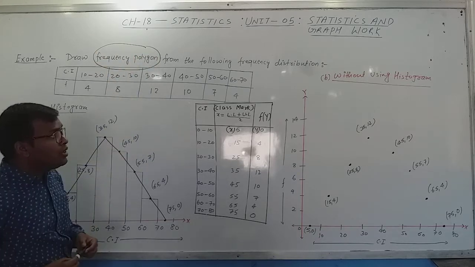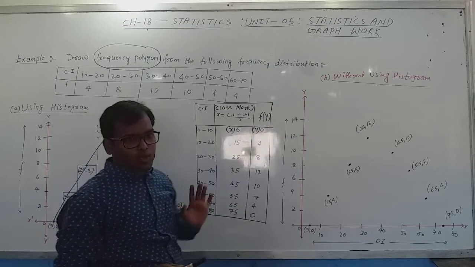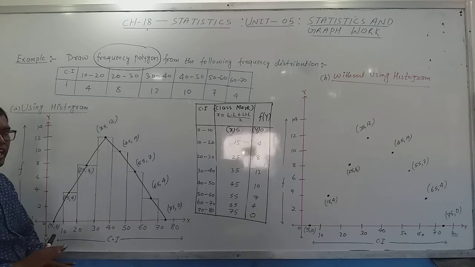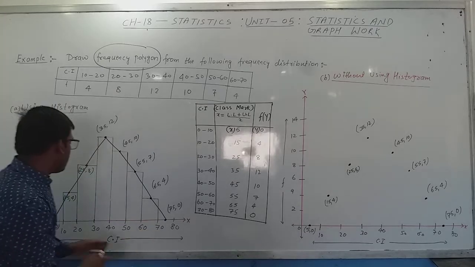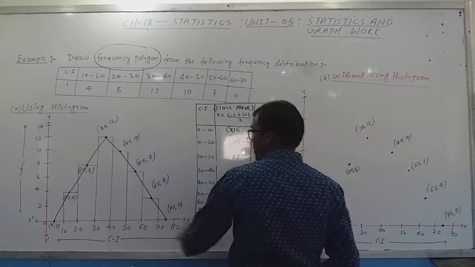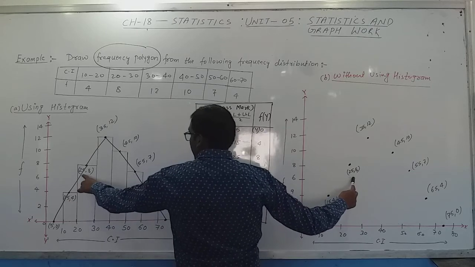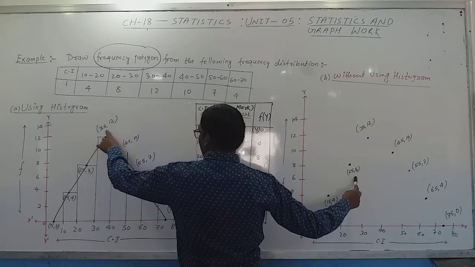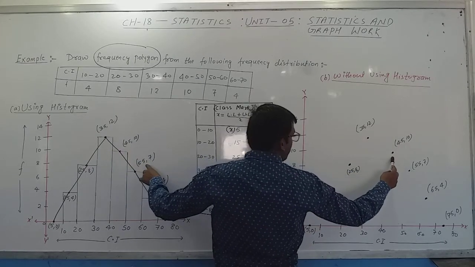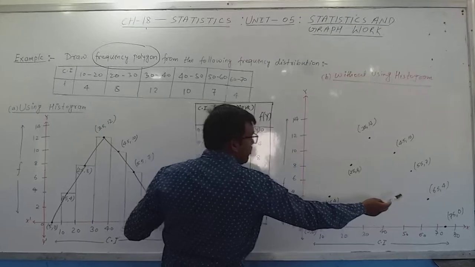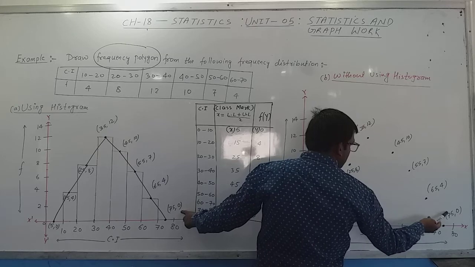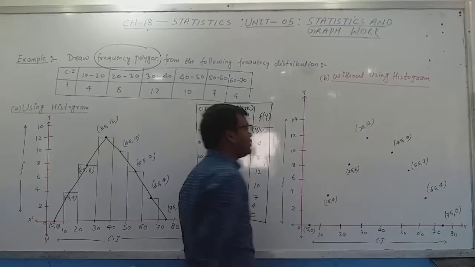Okay. And now the second part, without using the histogram. That means this histogram part will not be included, exclude this part, and the rest of the points remain the same. That means 5 comma 0, 15 comma 4, 25 comma 8, 35 comma 12, 45 comma 10, 55 comma 7, 65 comma 4, and then 75 comma 0. They are all here.